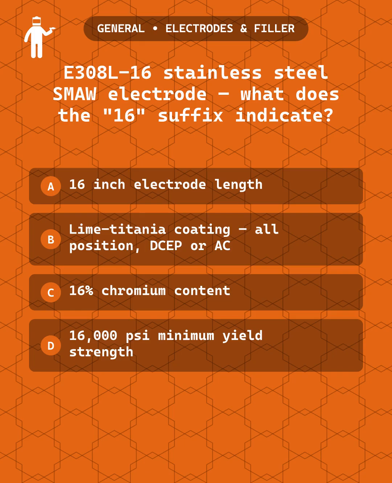Question 3. On an E308L-16 stainless steel stick electrode, what does the 16 suffix indicate? Is it A, 16-inch electrode length, B, lime-titania coating for all positions, DCEP or AC, C, 16% chromium content, or D, 16,000 PSI minimum yield strength?